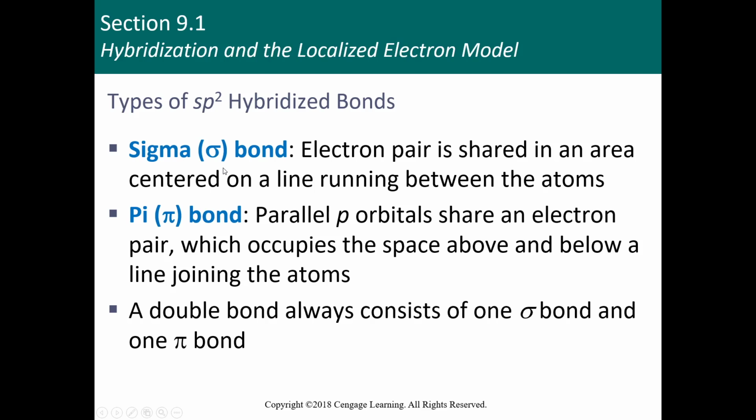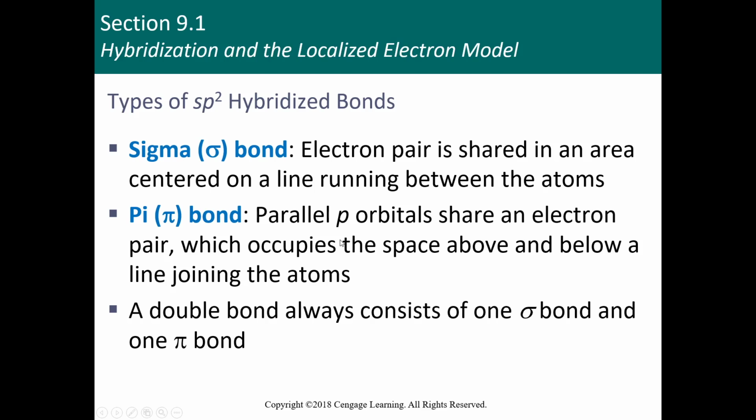So sigma bonds are going to be an electron pair shared in an area centered on a line running between the atoms. So the electrons will be located somewhere between those 2 atoms being shared by those 2 nuclei, okay? And that's what you've been thinking of the entire time you've been doing all these single bonds, is a sigma bond. And it's kind of easy to remember too, because sigma, single, bond. Okay, so that's directly sharing the electrons. By the way, that is the only type of bond in an sp3 hybridized atom. That's the only type possible even in an sp3 hybridized.